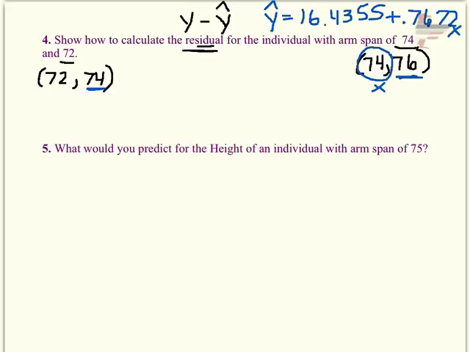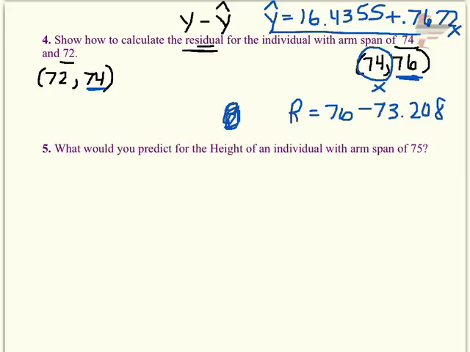Sorry, I kind of dropped my x there. So put the 74 in for x, see what you get for your y hat. Okay, and when I do that, I get, my residual is going to equal my observed y value, which is 76. That comes from here. And then when I put 74 into my prediction equation, I get 73.208. And again, check and make sure you get that too. So that residual, of course, if I subtract it, is 2.7917. So that means my observed value is above the line.